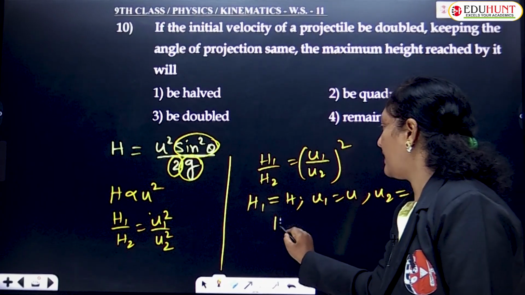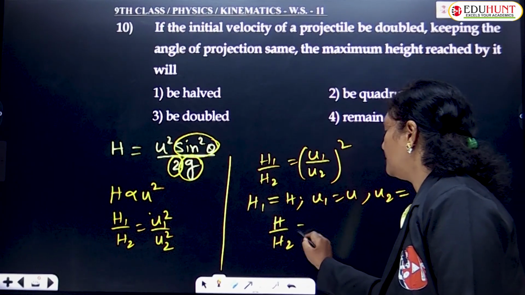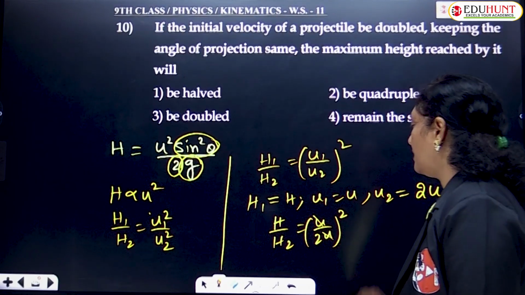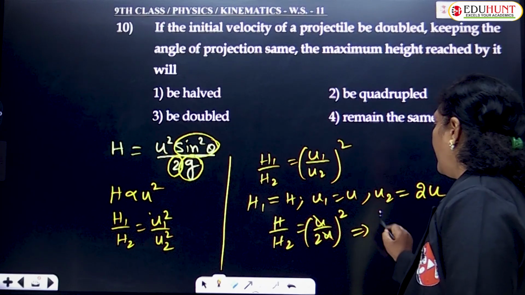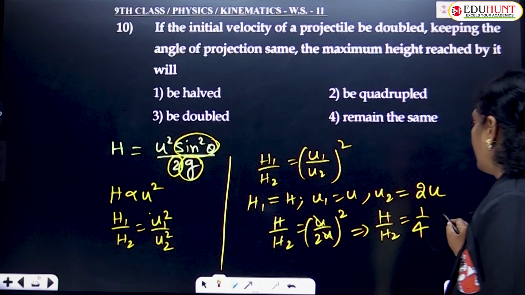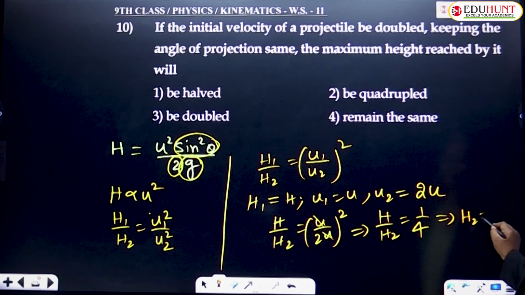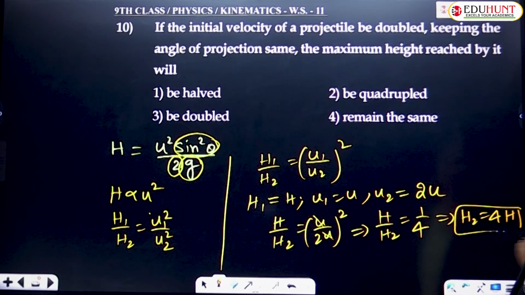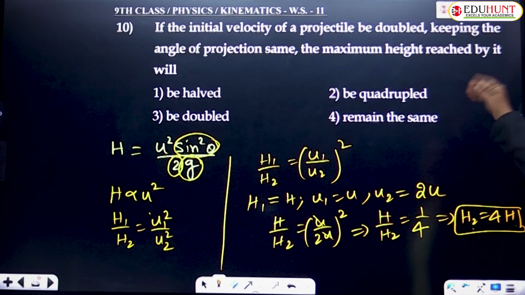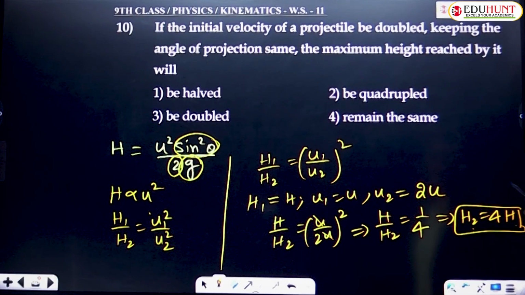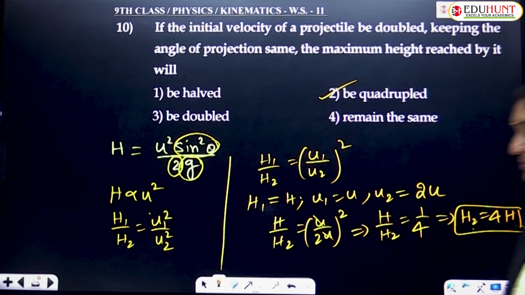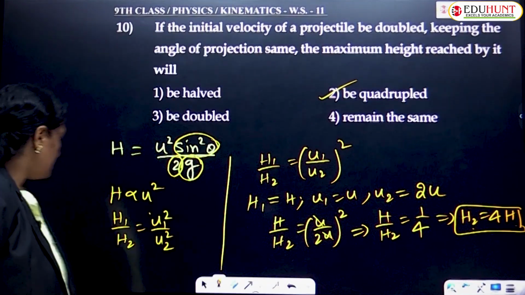Substituting in the above equation, we have h by h2 equals u by 2u whole square. u got cancelled. Then we have h by h2 is equal to 1 by 4, or h2 is equal to 4h. That means the new height has become 4 times the initial height. The maximum height reached by the body will be 4 times the previous one. 4 times means quadrupled. Okay. Now, the next question.